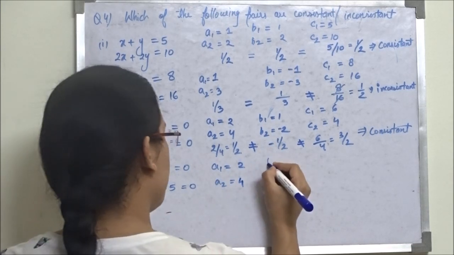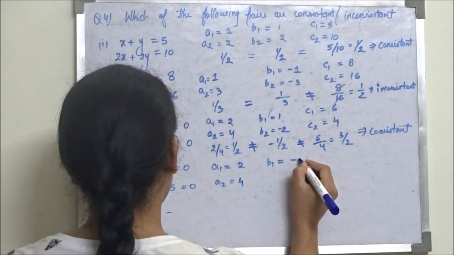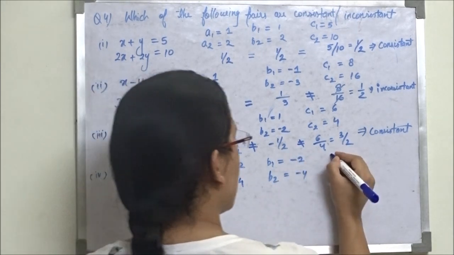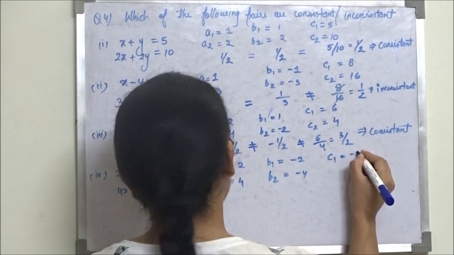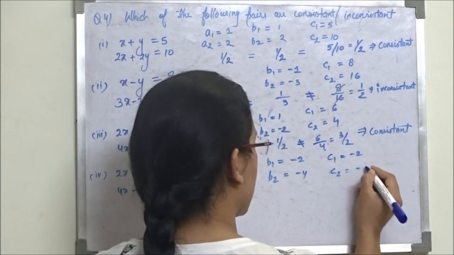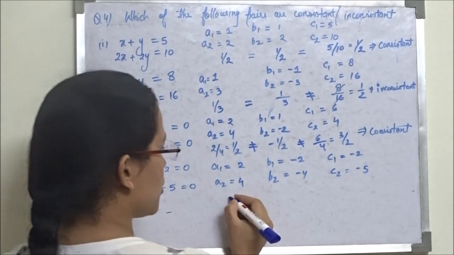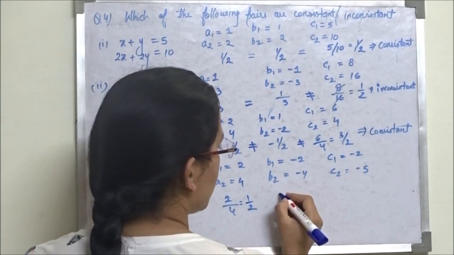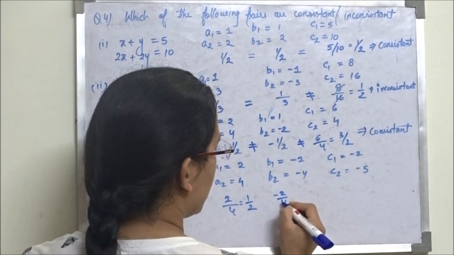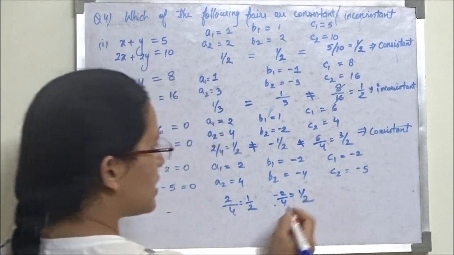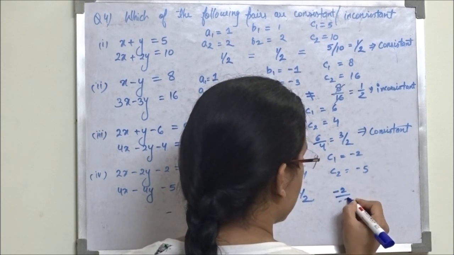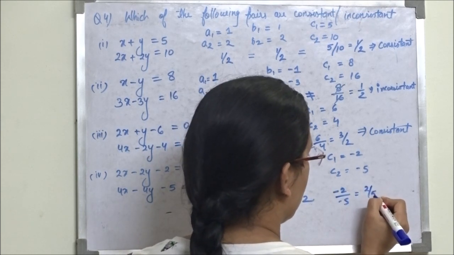a2 is given to be 4, b1 is given to be -2 and b2 is given to be -4, whereas c1 is equal to -2 and c2 is equal to -5. The ratio a1 by a2 is 2 by 4, that is 1 by 2. The ratio b1 by b2 is -2 by -4, that is 1 by 2, and the ratio c1 by c2 is -2 by -5, that is 2 by 5.